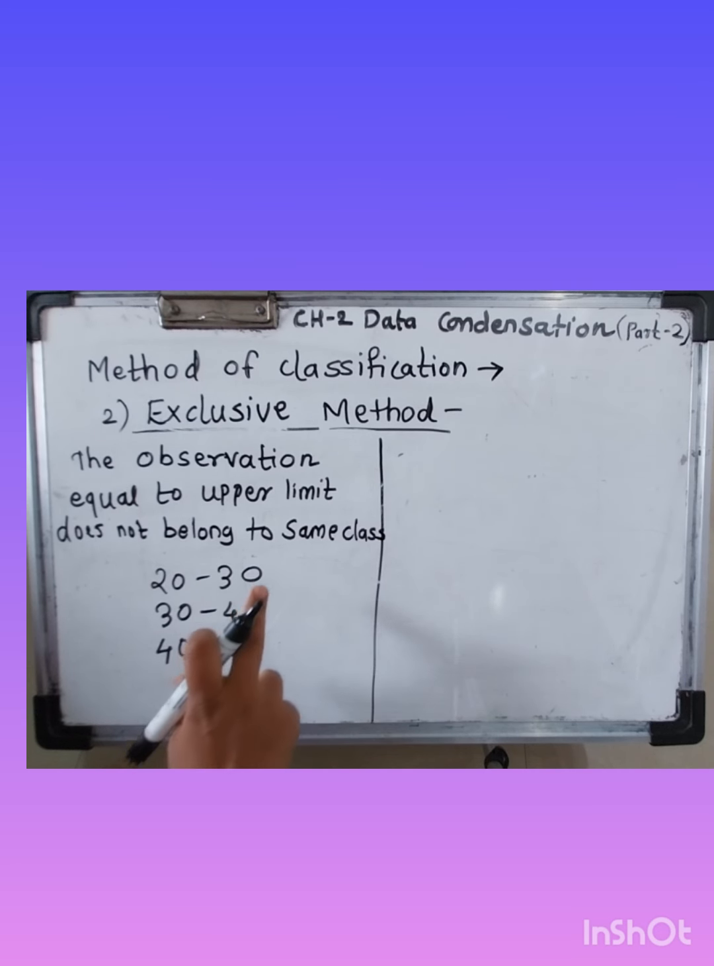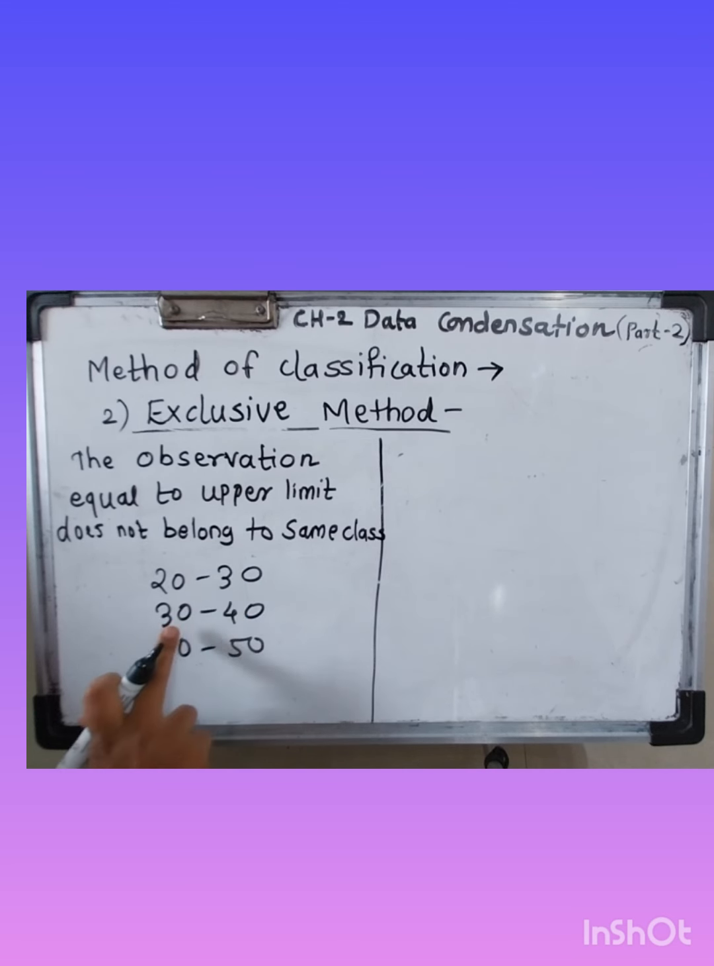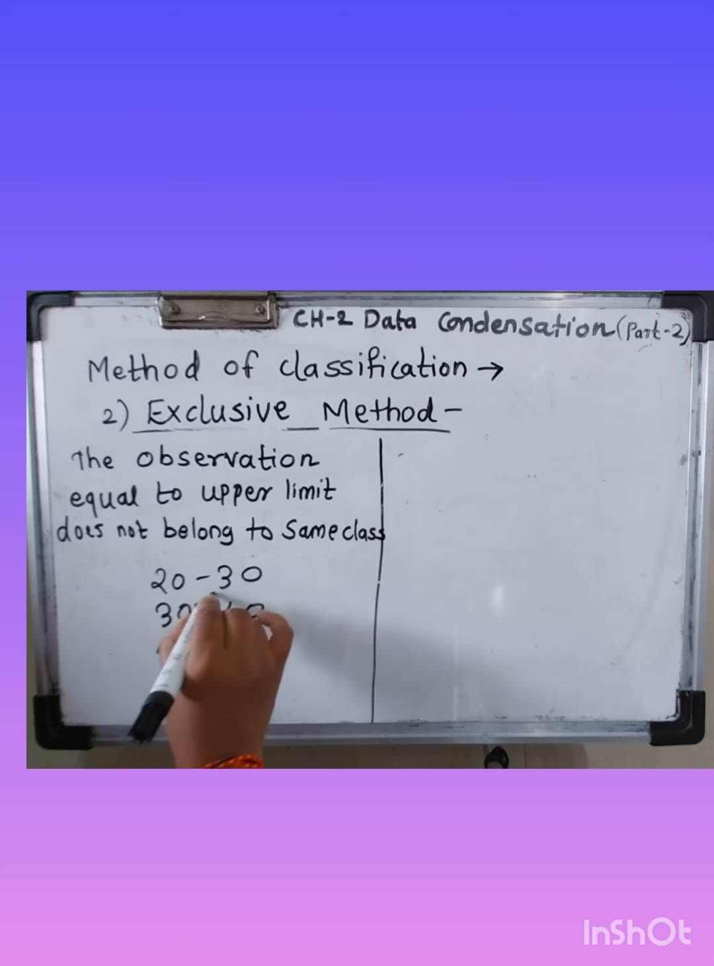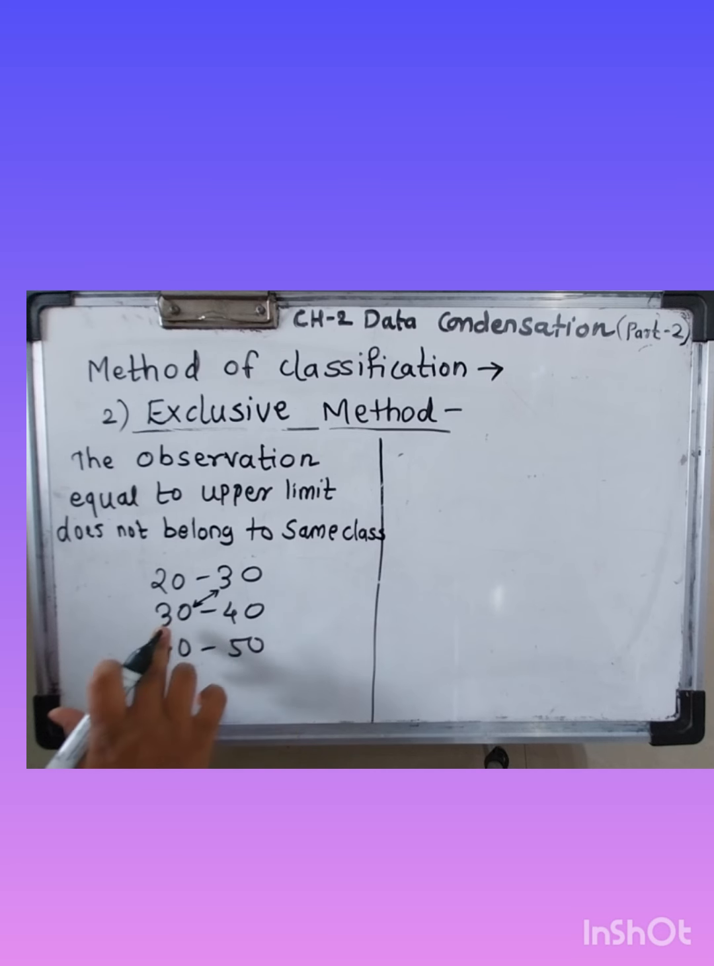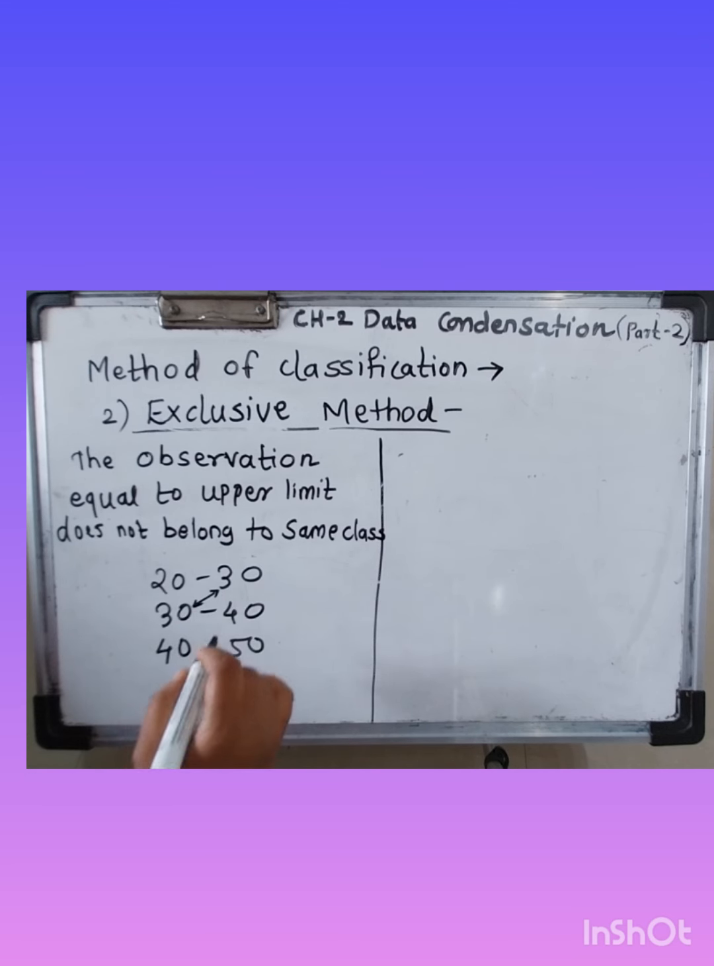Why? Because the upper limit of the first class is equal to the lower limit of the second class. See, these are the same, 30 and 30, 20 to 30, 30 to 40, 40 to 50. Here there is no difference between both classes. Continuously they are appearing, 20 to 30, 30 to 40, 40 to 50, and next is 50 to 60, 60 to 70, like this. Okay, this is called the exclusive method.